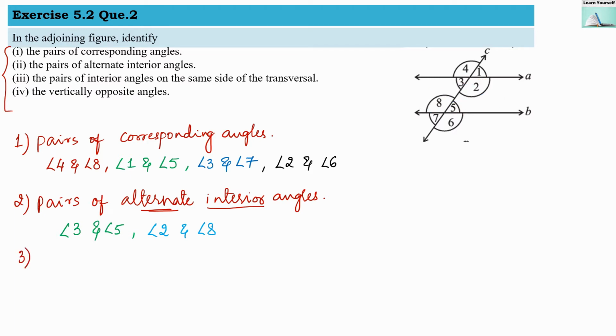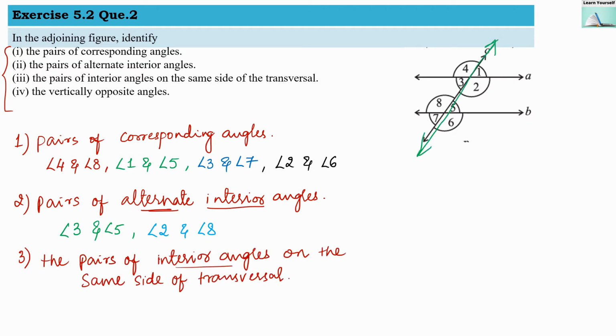Third, the pairs of interior angles on the same side of the transversal. Now let us check for the interior angles. These 4 are interior angles: 3, 2, 8 and 5. Now we are talking about the angles which are on the same side of the transversal. This line is the transversal, and the same side of the transversal will be angle 3 and angle 8. So this is the first pair: angle 3 and angle 8.